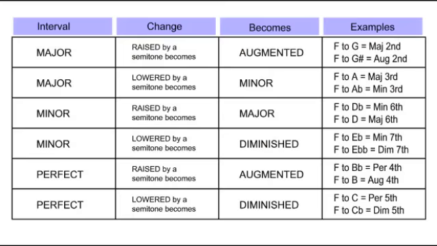Once you've got that far, the rest is relatively easy. To name any interval that includes a non-diatonic note, that means a note from outside the major scale, you simply apply the following rules. Major or perfect intervals raised by a semitone become augmented. Major intervals lowered by a semitone become minor, and similarly minor intervals raised by a semitone become major. Minor or perfect intervals lowered by a semitone become diminished.